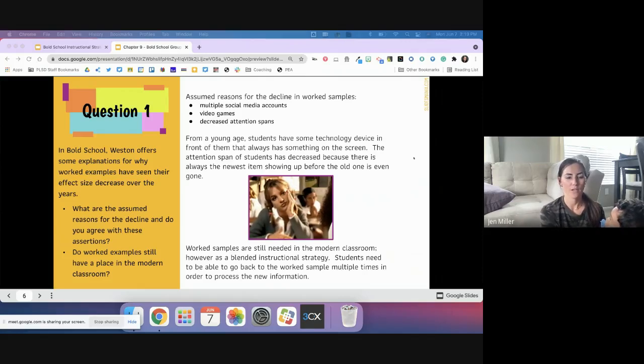And then the other question was, do worked examples still have a place in the modern classroom? They're still needed in the modern classroom, but more as a blended instructional strategy. They need to be able to go back to the worked example multiple times in order to process the new information. For example, I know our math department has created digital notes. So when the kids were hybrid this year, they were able to reference back to those examples repeatedly, time after time again, which is what kids need. And then you can go to the next slide.